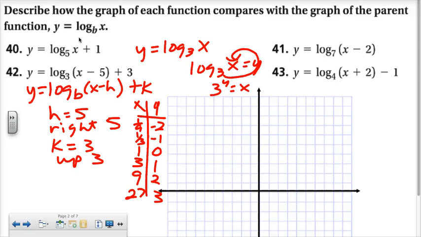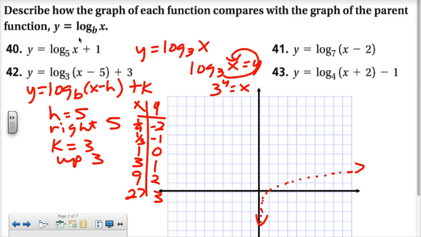So let's see here. We have 1/9, -2. Then we have 1/3, -1. It's graphing a little high again here. There we go. So 1/3, -1. And then we have 1, 0, 3, 1, and 9, 2. All right, so that's the shape of our graph.